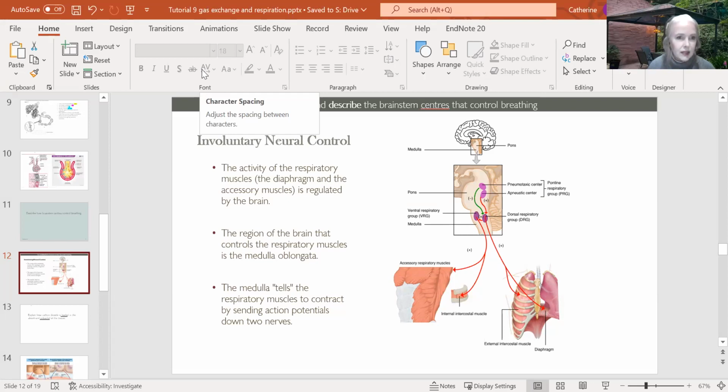nerve pathways, but as long as you can remember, for instance down the bottom, the medulla tells the respiratory muscles to contract by sending action potentials down two separate nerves. If you can remember that it's the dorsal and the ventral respiratory nerve, that's fine. If you can't, just remember that we've got to have all of that from the medulla down two different nerve pathways. Okay, very important actually, that one. Okay.